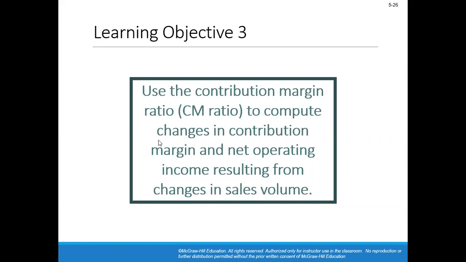Okay. So I see our time is up. So we will look at our learning objective 3 in the next class.